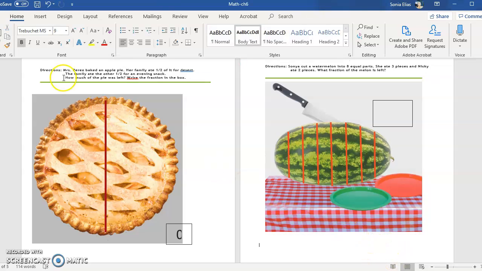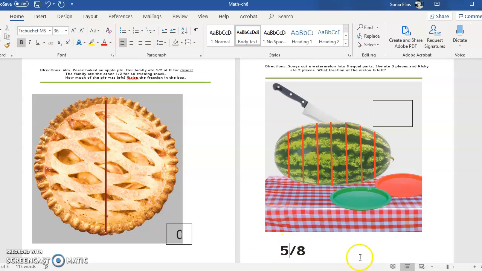The first part is going to be... I'm sorry, guys. So it is divided into 8 parts. So she ate 3 pieces and Nikki ate 2 pieces. So how many pieces did they eat in total? 5. So they ate 5 eighths.